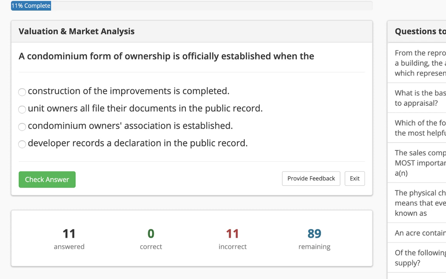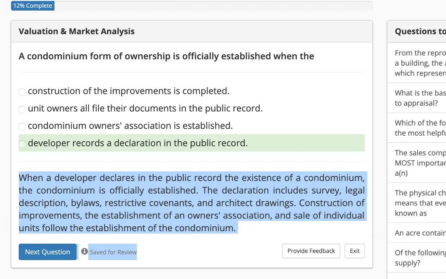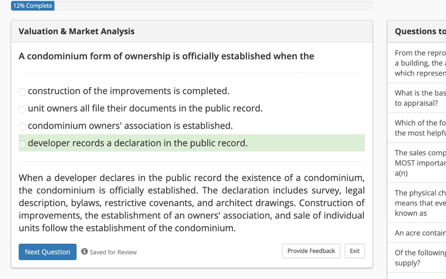Another sort of tricky one that doesn't come up all that much. Seems like we're mostly in consensus, though. A condominium form of ownership is officially established when the D. Developer records a declaration in the public record. Nice work.